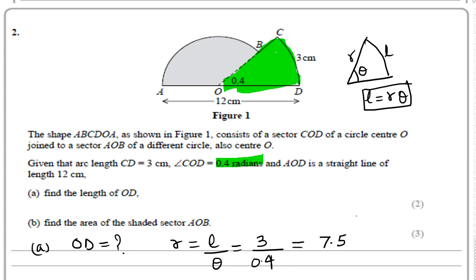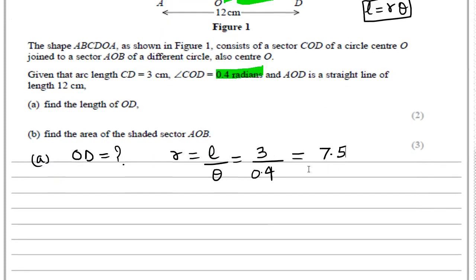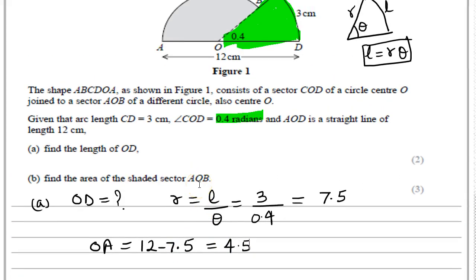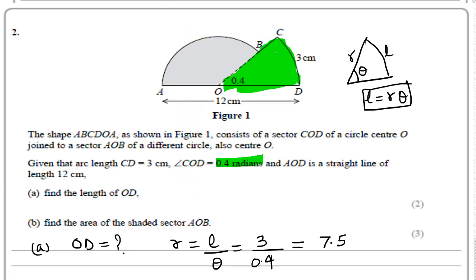Now the whole length is 12, so we are going to take away from 12. OA will be 12 minus 7.5, which is 4.5. Now next we need to calculate the area of the shaded region AOB. We need to calculate this yellow area, AOB.